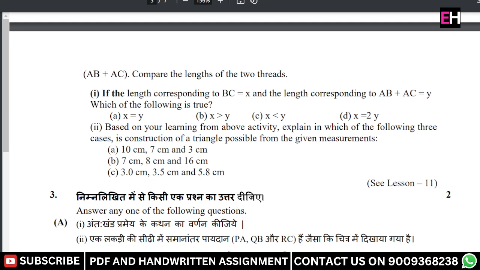Here are the four options. The second one is: based on your learning from the above activity, explain in which of the following three cases the construction of a triangle is possible from the given measurements, 10 centimeter, 10. There are three options here.